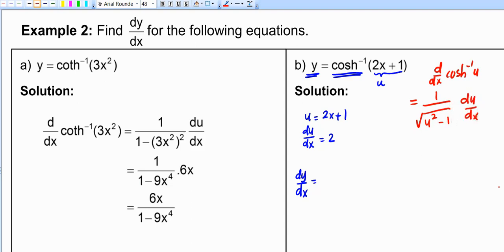As we know the formula, now we substitute into the question. So dy dx is 1 over the square root of u squared minus 1. What is your du dx? It is equal to 2. Now substitute back your u.